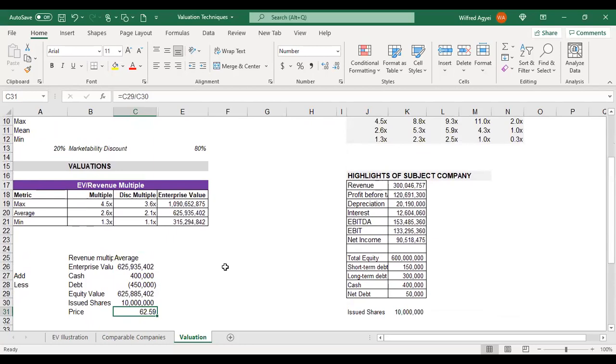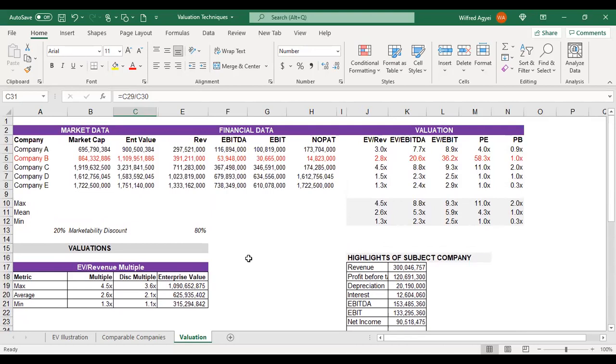Most of the time, people go for the average of the prices, like what I have done. Sometimes too, if the average is very low and you think that the company has prospects, you may want to use the maximum figures to determine the value of the business. So this is quite basic. This is how the trading comparables method actually works.